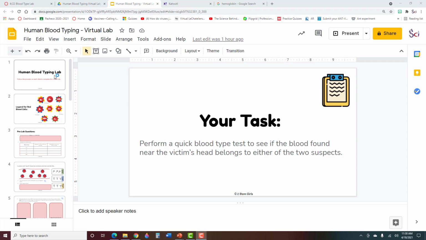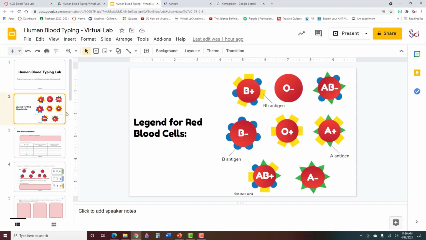So in this assignment, you're going to do a virtual blood typing. We're going to do this in person. So if you come to in-person instruction in 3 weeks, we'll do a blood typing lab. But for now, this will have to do. And for most of you who don't come, this will be the only blood typing lab that you do.